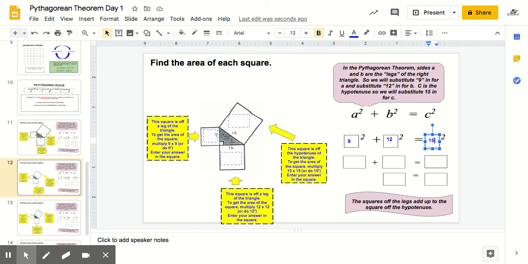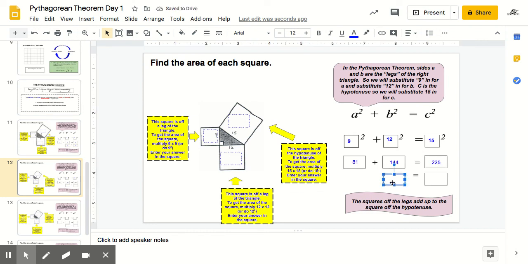Okay, so now we're going to square these two legs and then add them to see if the sum equals the square of the hypotenuse. So 9 squared is equal to 81, and 12 squared is equal to 144. 15 squared is equal to 225. So now we want to make sure that the sum of those squares equals the square of the hypotenuse. Okay, so 81 plus 144 equals 225. Is 225 equal to 225? Yes, it absolutely does.